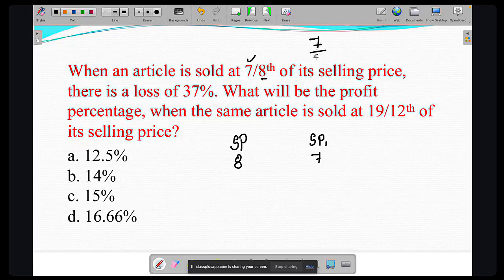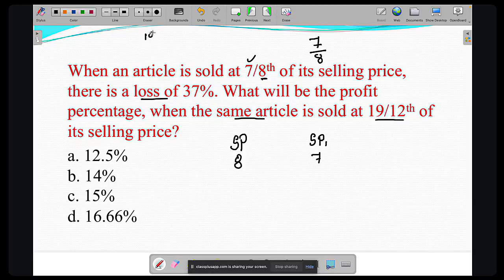7 by 8 of the initial selling price. So this initial selling price is 8 rupees. Now I am selling that article instead of 8 rupees at 7 rupees. Is it clear? Yes, sir. Then I got a loss of 37 percent. Fine. What will be the profit percentage when the same article is sold at 19 by 12?